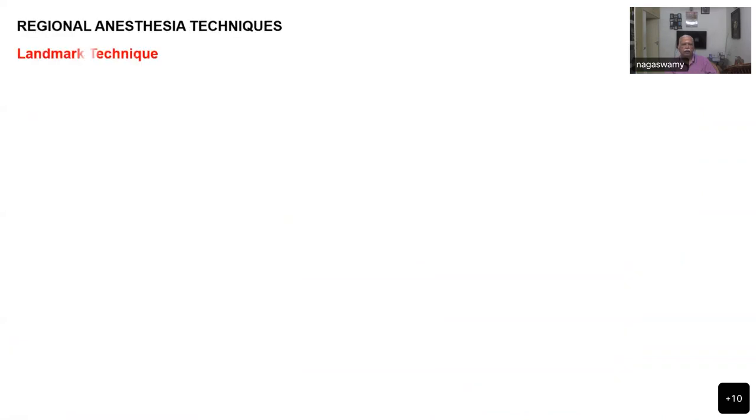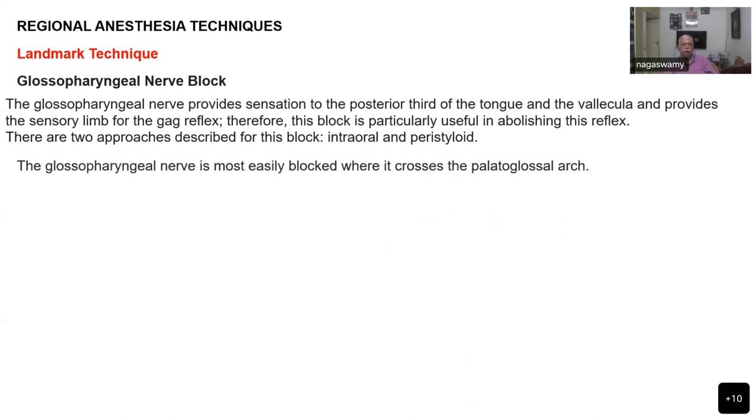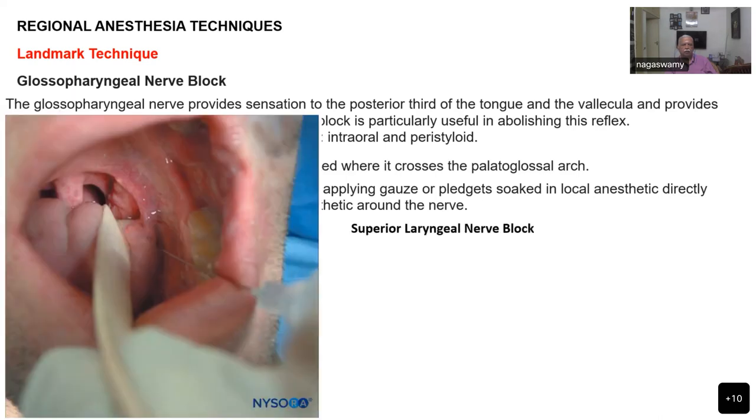Coming to regional techniques, you can classify them into landmark technique and others. The glossopharyngeal nerve supplies the posterior third of the tongue, the vallecula, and the tongue surface of the epiglottis. This is very useful in abolishing the gag reflex, and it can be blocked by the intraoral and peristyloid approach, as he mentioned, and it is most easily blocked at the palatoglossal arch. This picture is the same picture he showed.